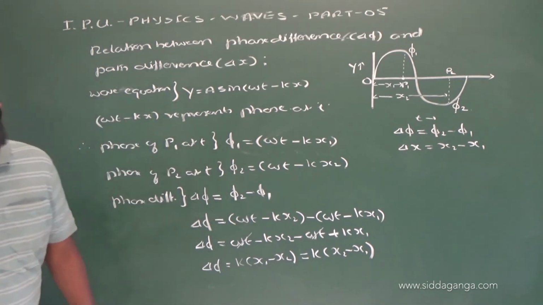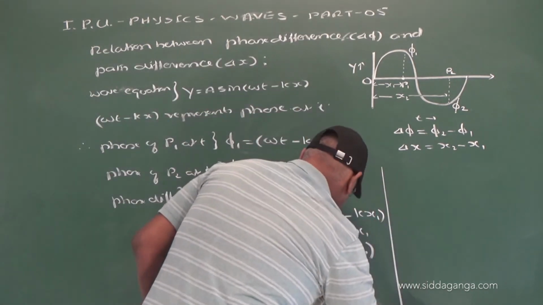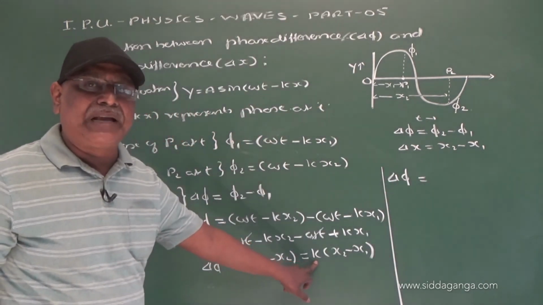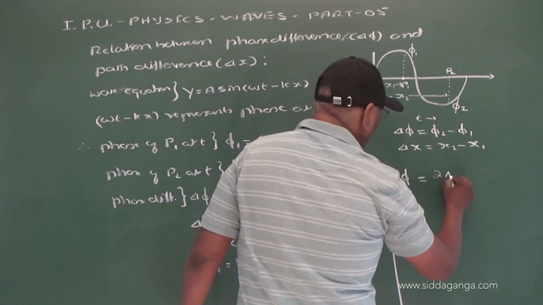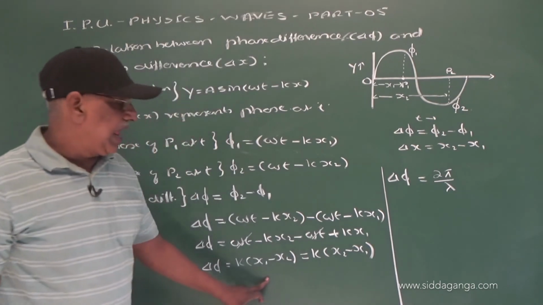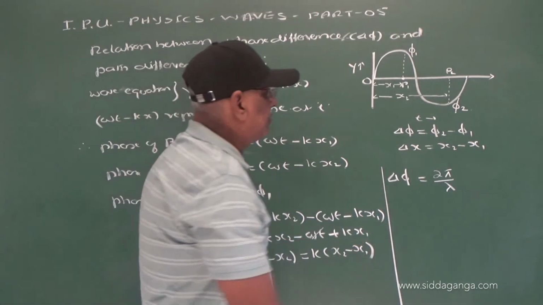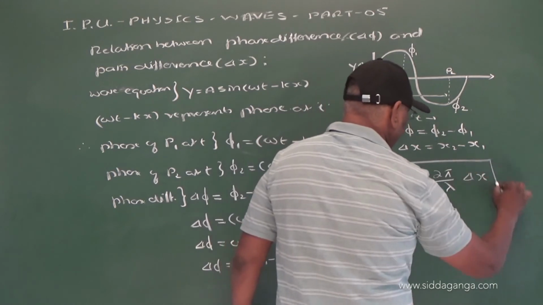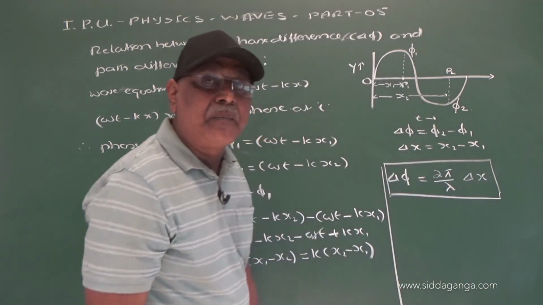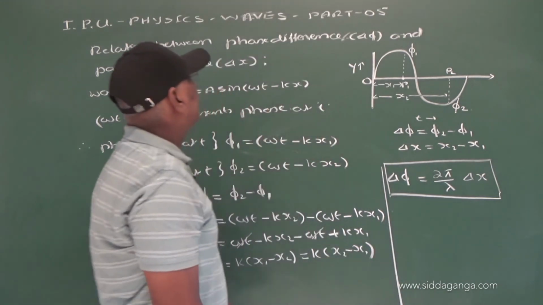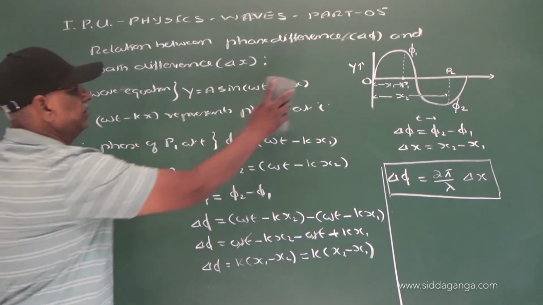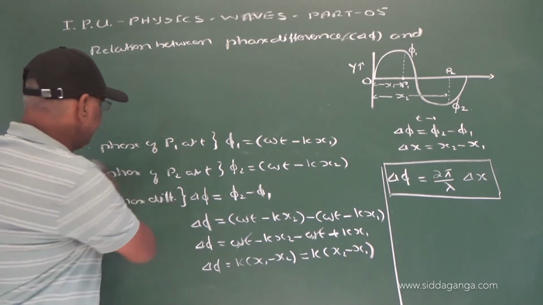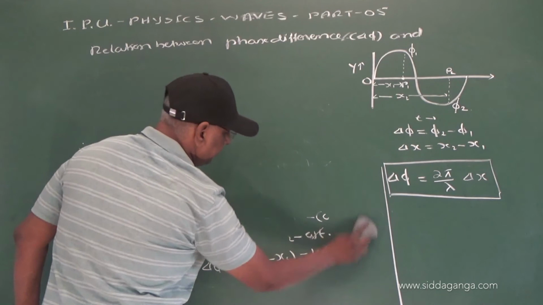I will write it here. Now delta phi is equal to, with the propagation constant k equal to 2 pi by lambda, and x2 minus x1 equal to delta x. So this is the relation between phase difference and path difference. Is that clear, that derivation?